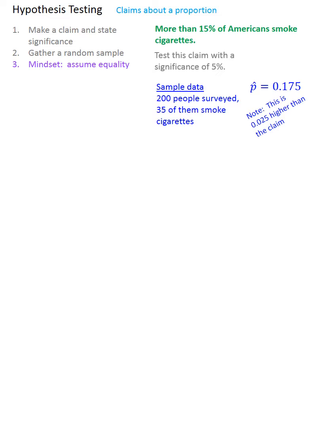Notice the claim in green that more than 15% of Americans smoke. We're going to assume equality instead, that it's not more than, but what mathematics would we be able to infer from this if the proportion of smokers was exactly 15%? Now, we don't have any reason to assume this. We don't have any proof of it. But what we're going to do is we're going to assume that the proportion is exactly 15%.